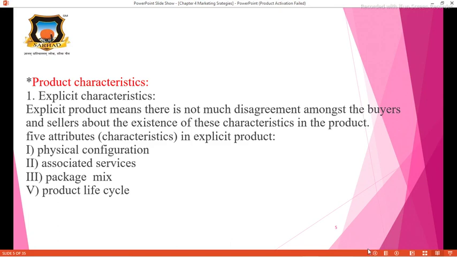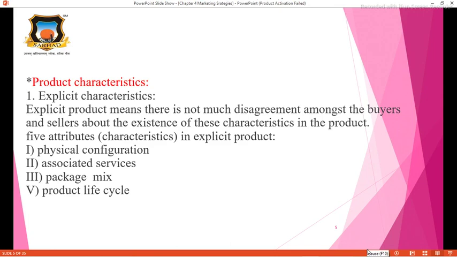The explicit product means there is not much disagreement amongst the buyers and the sellers about the existence of these characteristics in the product. Hence, the buyers and the sellers both agree on such characteristics.